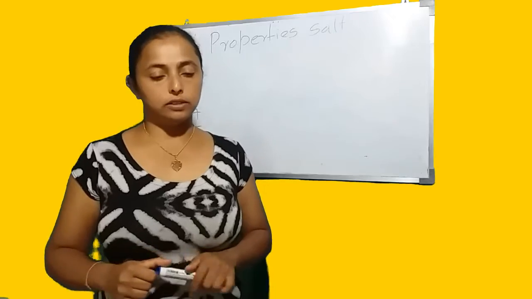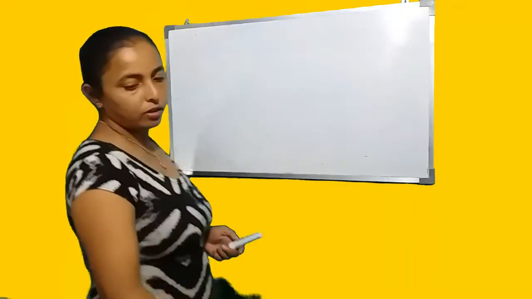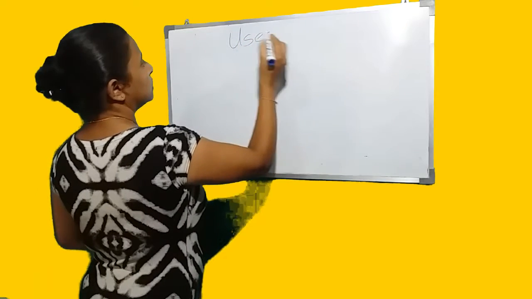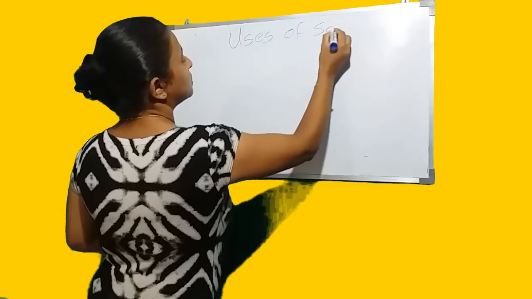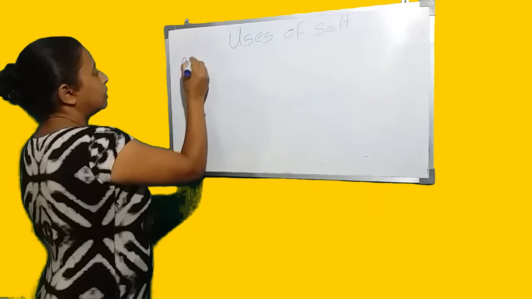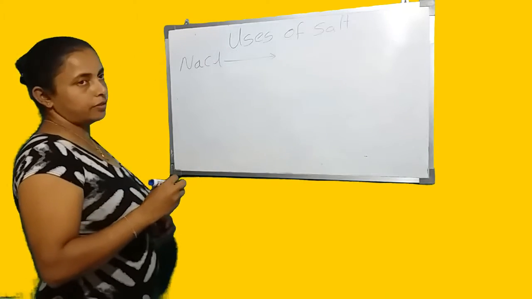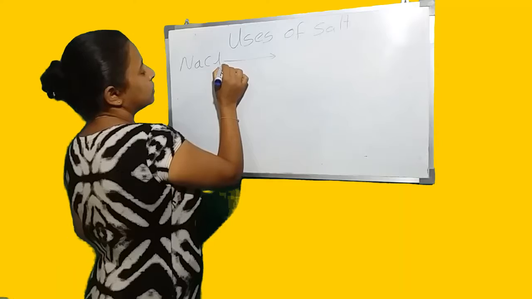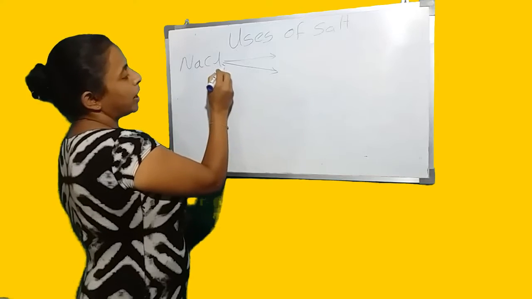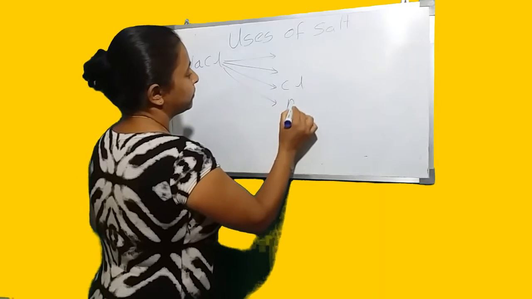Then uses of salt. Right. You know common salt, sodium chloride, we use as a food flavor, and salt is used as a food preservative, and sodium chloride breaks down into chlorine and sodium.